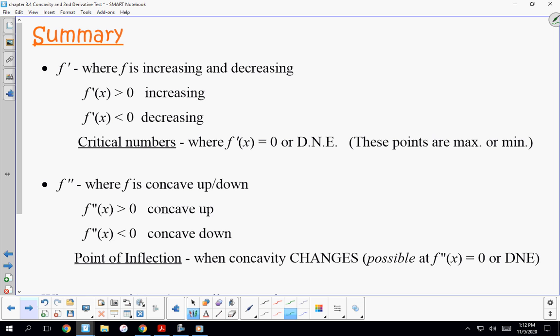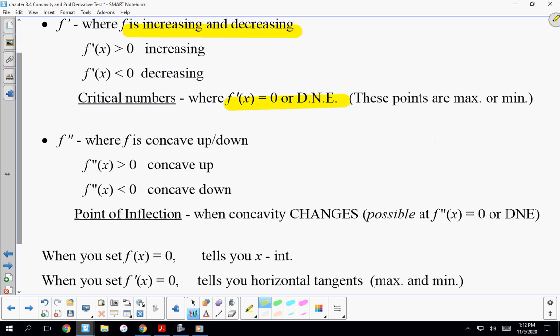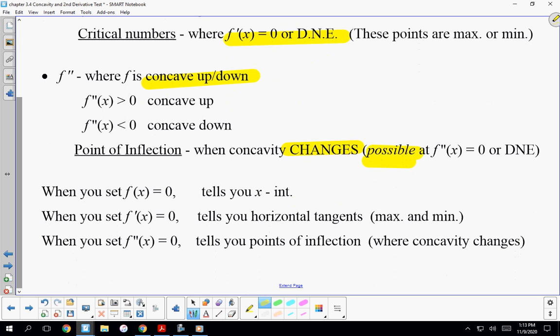And so in summary, our first derivative tells me where the original is increasing and decreasing. Criticals are going to be when we set it equal to 0 and does not exist. Our second derivative discusses concavity. A point of inflection is when concavity changes. It's possible when the second derivative is 0 or doesn't exist, but we do have to verify that concavity actually changes.